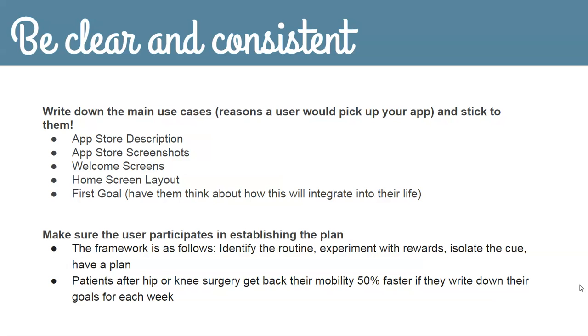And the second thing is to make sure that you're getting your users involved. When it comes to the framework for establishing a habit, you have to identify what is the routine, and then experiment with what are the different rewards that you would give yourself or give a user. And you have to isolate the cue. So again, when is someone going to use your app? For Students Care, it's very clear. You get done volunteering and then you immediately pick up the app. The cue is so clear that it's hard to ignore.